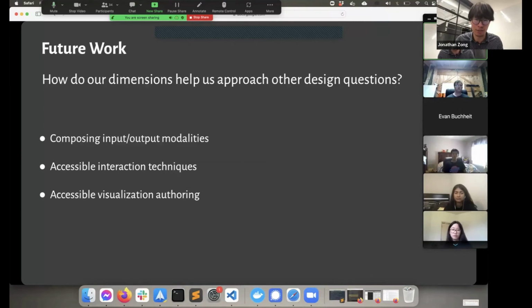And then finally, accessible visualization authoring. So how do we make sure that blind and low vision folks aren't just thought of as passive consumers of visualization, but get to make their own visualizations and share them and do their own data exploration?